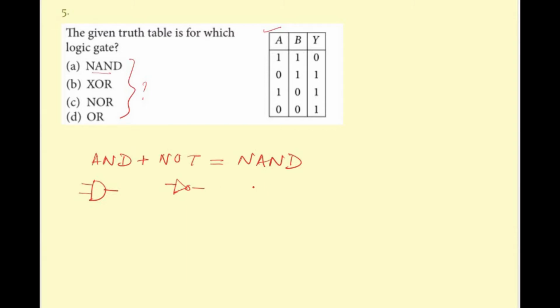So the NAND gate looks like this. And if we put A here and B here, and it is Y, so for A, B, Y, if we draw the truth table, for A0, B0, Y will be 1, for A0, B1, Y will be 0, for A1, B0, it is 0 again.